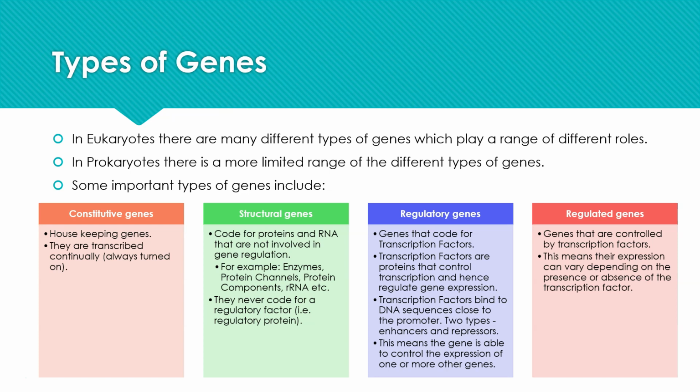So those are four key categories of genes. Structural genes and regulatory genes are probably the two you'll hear talked about the most, and the two that you have to be very clear on what they are and their differences.